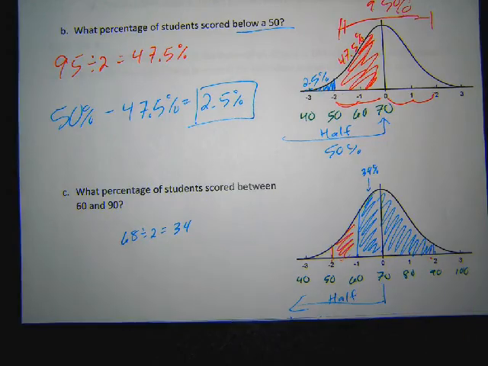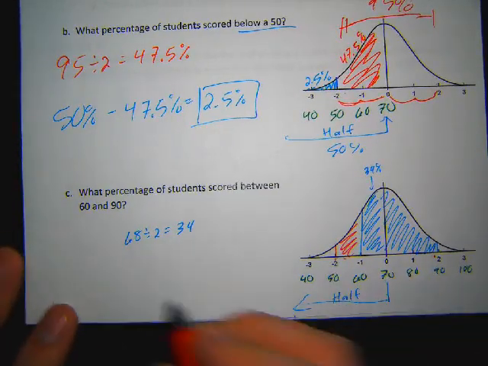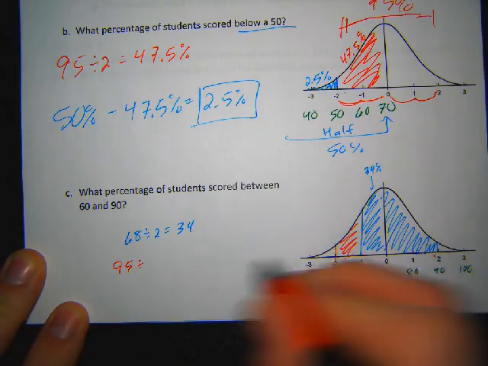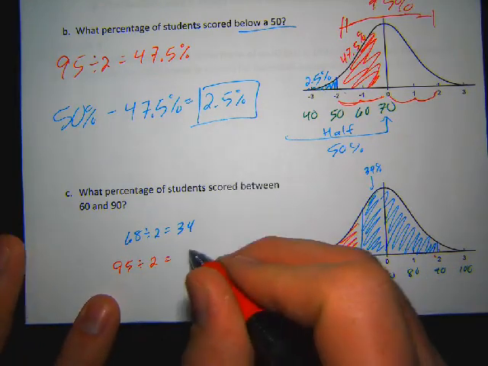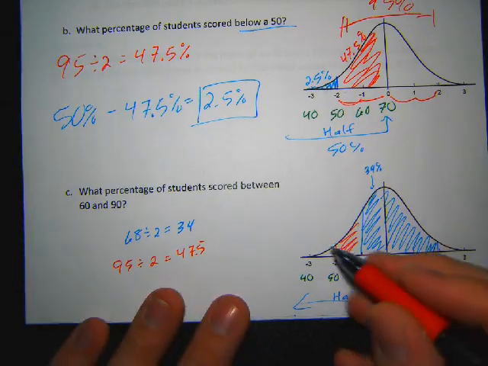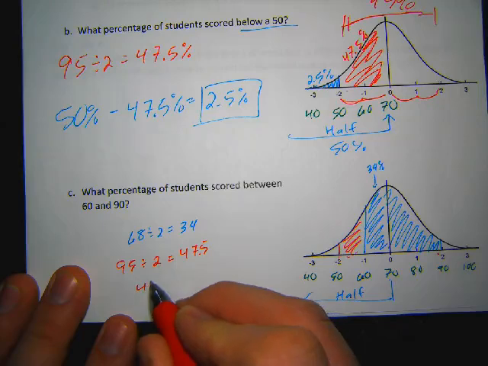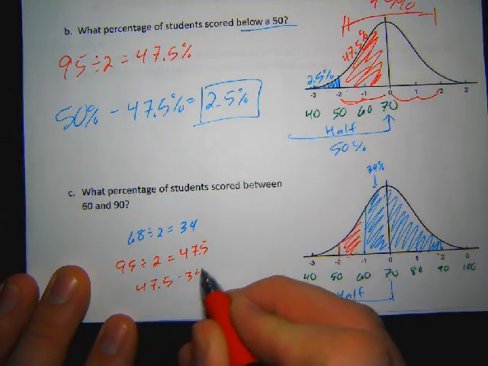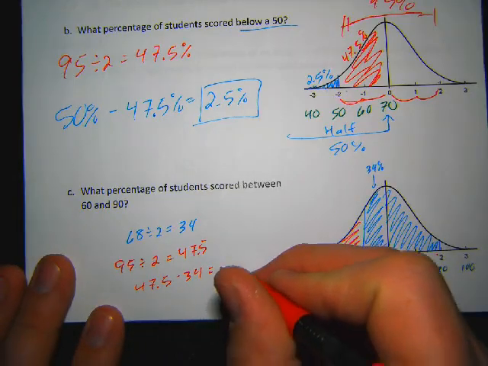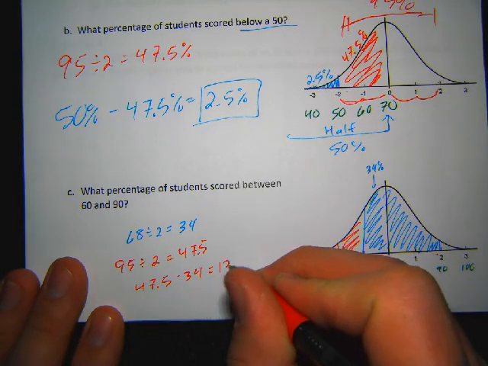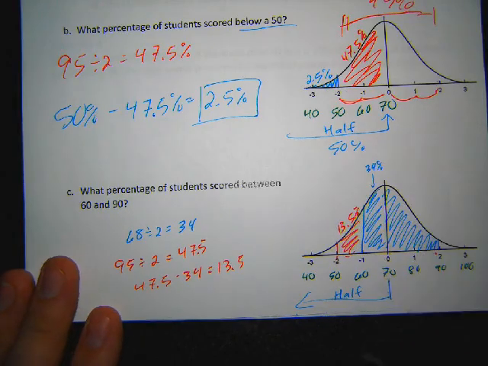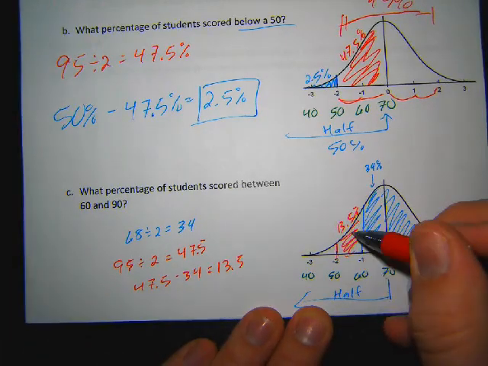So I'm going to figure out, okay, well, here's out 2 standard deviations, so that's 95. But I only need one side, so I'm going to divide by 2. So that's going to be 47.5 again. But I'm going to take 47.5 minus 34 to get this piece. So here I subtract that and I get 13.5. So this piece is 13.5. So I found this piece.